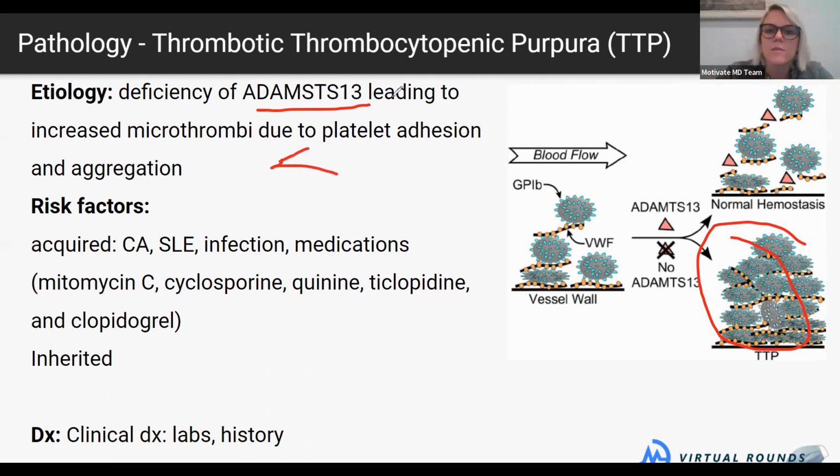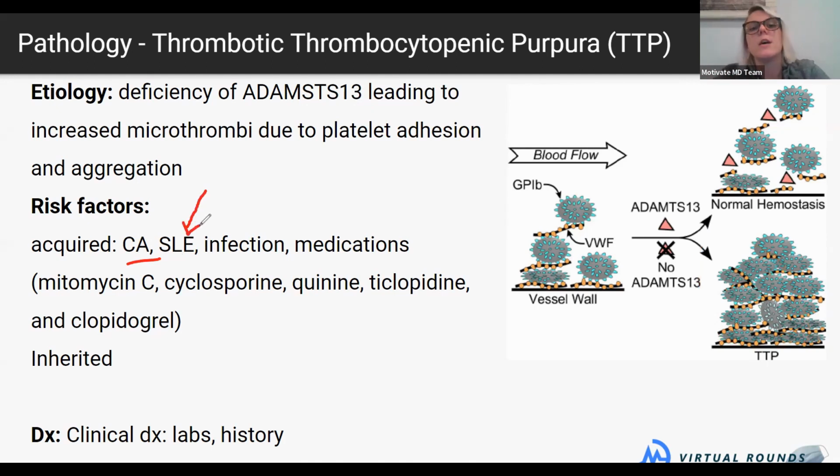So what causes this? Sometimes it can be an inherited cause. Sometimes we may not know, but things that may cause it are things like cancer. Our friend, or enemy, lupus, our patient had that, if you remember. Infections, different medications, things like mitomycin C, which is used as a chemotherapy agent for things like esophageal cancer, cyclosporin, which is an immunosuppressant. We give that sometimes when we're trying to suppress the immune system when we're doing transplants, for instance. Quinine, not really used anymore. Quinine is actually found in tonic water. Helps with restless leg syndrome. That's what it was given for a billion years ago. And then these other things that inhibit platelet aggregation. And then yes, we can have this inherited cause.